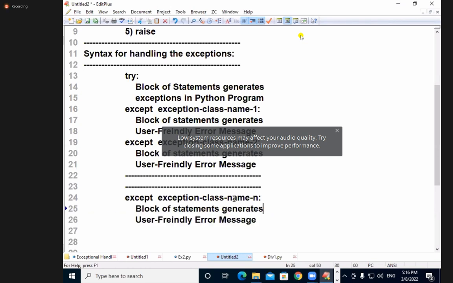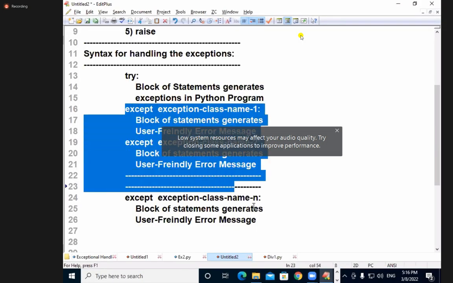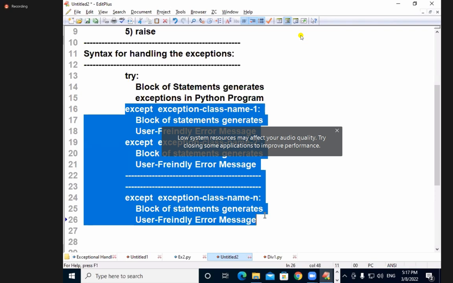Other way around. Sir, if no except blocks are matching, what will PVM do? PVM will say, see programmer, you did not write any matching except block. No block is there. I will go out of the program now. I thought you were writing an except block, but you did not write which block? Except block. I am going out of it and I will give which message? A technical error message will come. Did you understand?